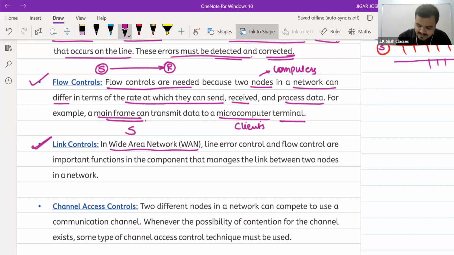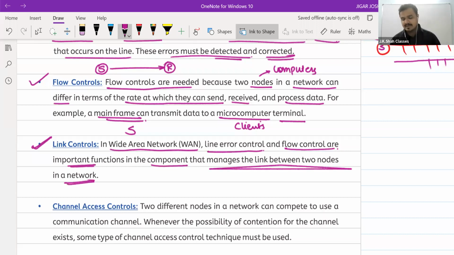In WAN, that is a wide area network, especially in the internet, line error control and flow control are important functions in the component that manages the link between the two nodes in the network. It means what? If there is no line error control, then communication will be completely stopped. Number two, if flow control is not working perfectly, then there could be a possibility you are sending the data, but the receiver is receiving it very late, which is not at all acceptable.